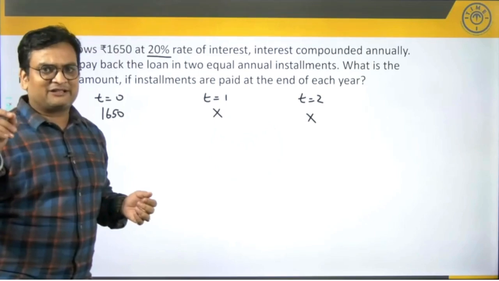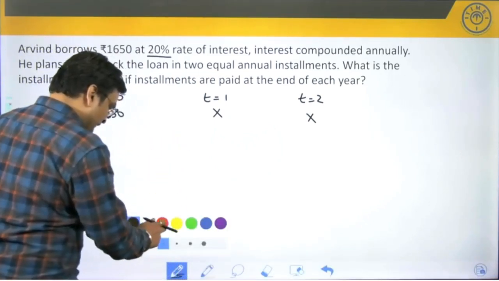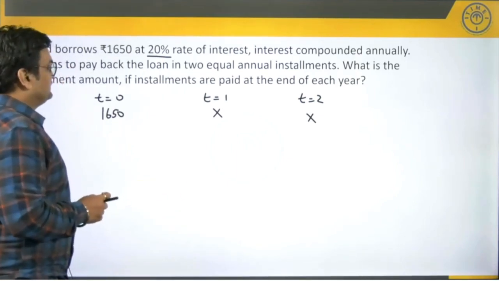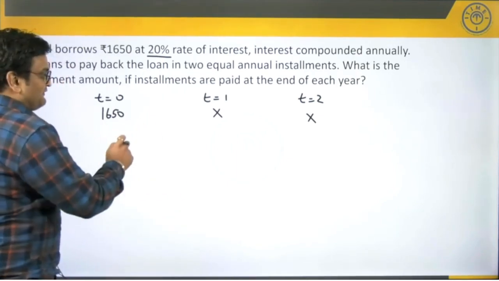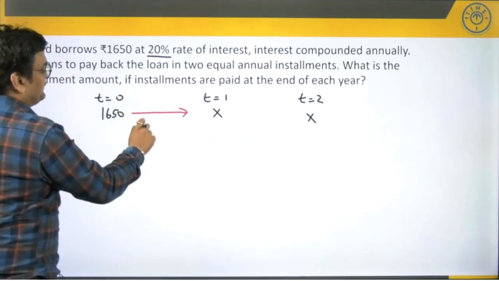I am sure there will be some interest also. So we have to pay back that interest too. So how we can think about this problem is, look at this. If you look at the calculations, for the first year, what's the rate of interest? 20%.